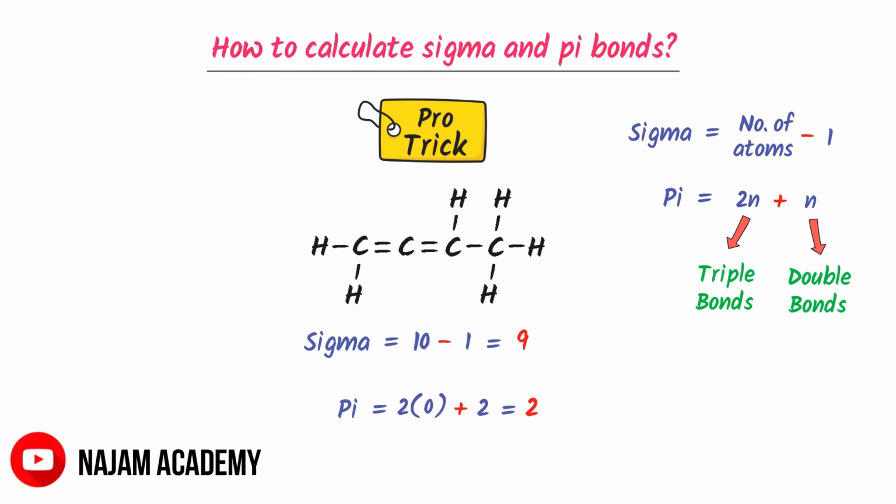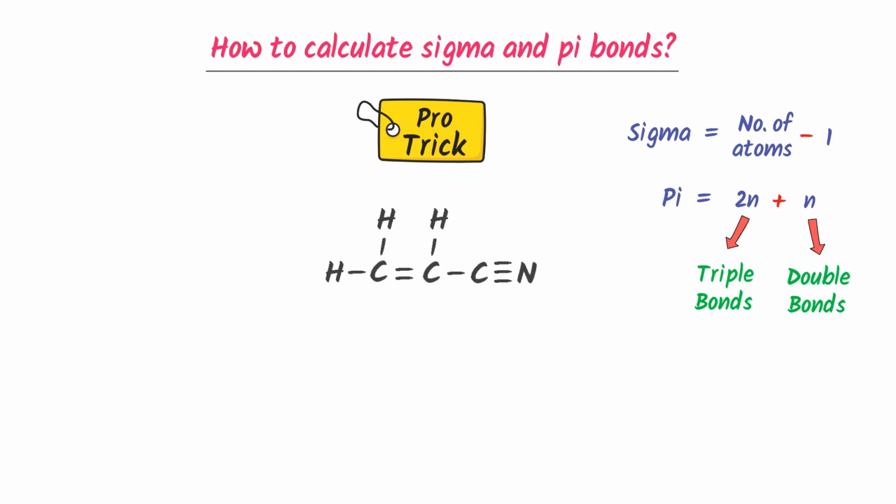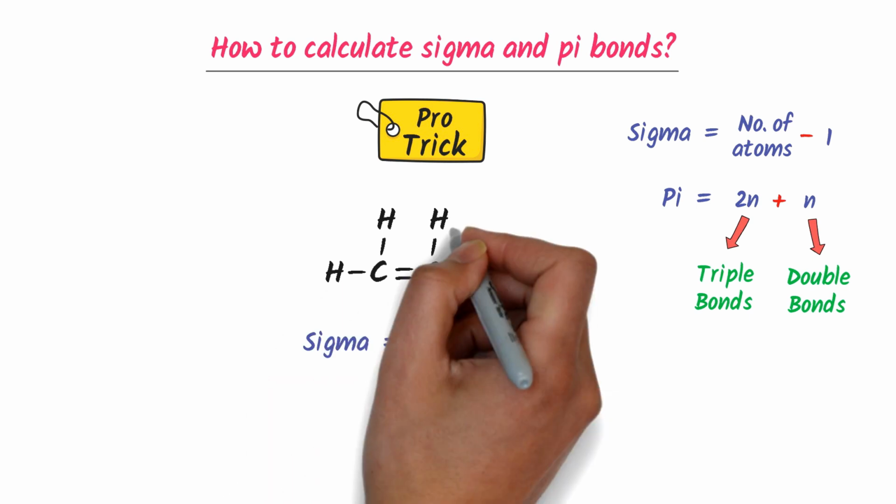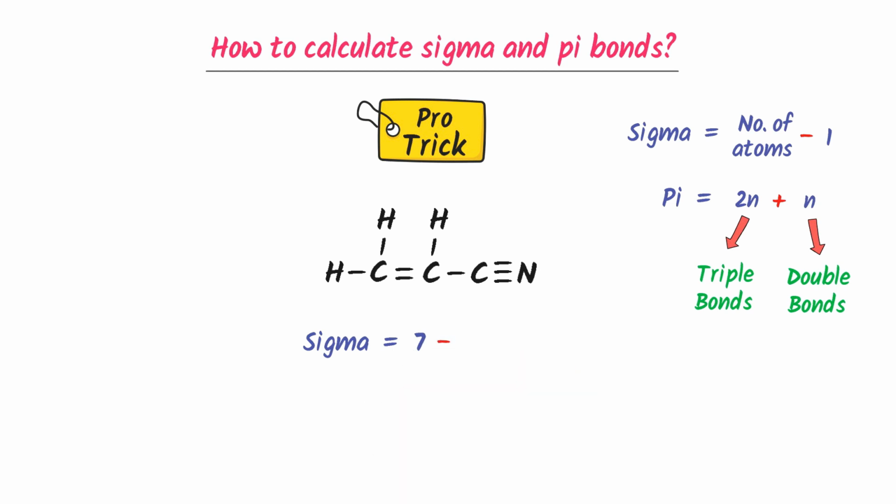Finally, let me show you the fast method of using this trick. Consider this molecule. We know that sigma bonds is equal to 1, 2, 3, 4, 5, 6, 7. So 7 minus 1 is equal to 6. Thus there are 6 sigma bonds present in this molecule.